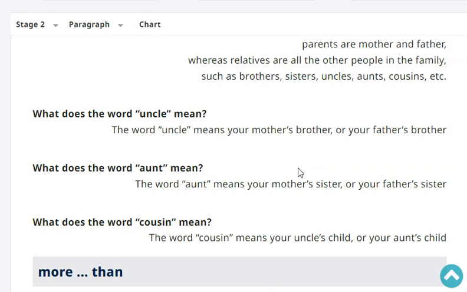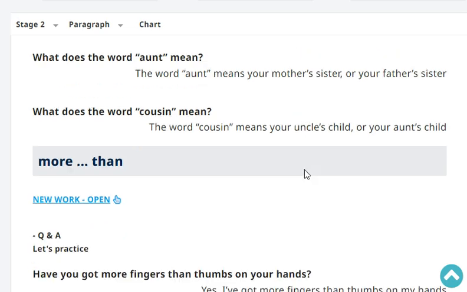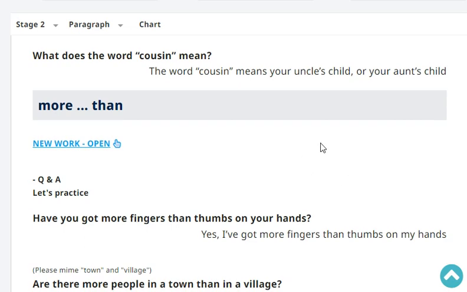What does the word aunt mean? The word aunt means your mother's sister or your father's sister. Very good. What does the word cousin mean? The word cousin means your uncle's child or your aunt's child. Very good.